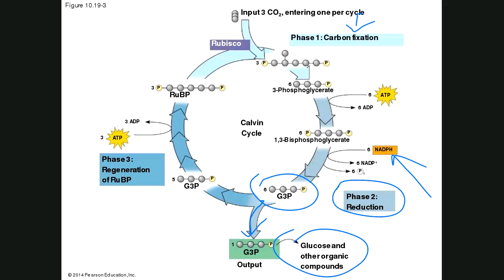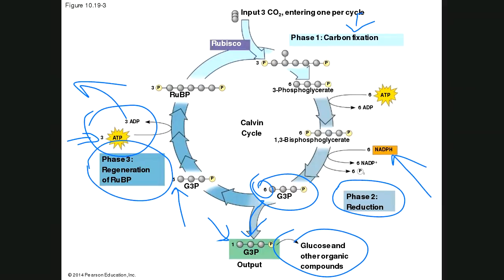Now, notice something interesting, though. This little number on the front means how many are made. Only one of those is output. The other 5 are left. And if you're thinking, well, the whole purpose here is to make food, why are we not using all 6 of them? Well, Mother Nature is more clever than that. Mother Nature says, I'll take the 5 that are left over, add some more energy from the light reactions. This goes back to the light reactions, and I'll do phase 3. I'll regenerate the material I need to keep the cycle going.